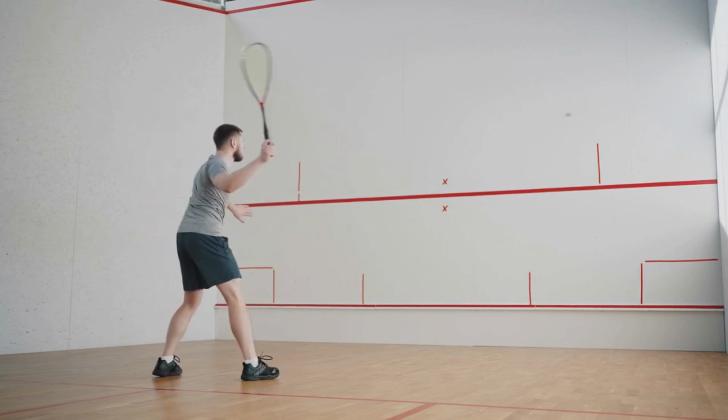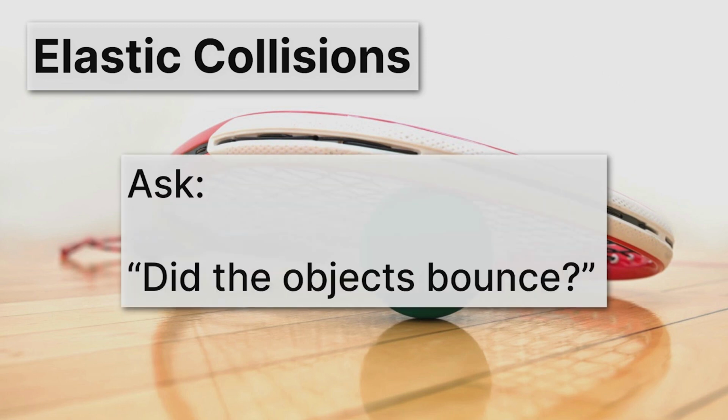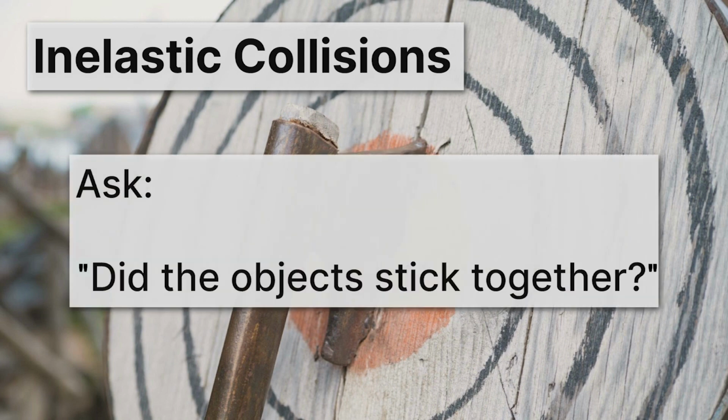Elastic collisions are like the racquetball. And here we want to ask, did the objects bounce? If they did, those are elastic collisions. Inelastic collisions are like the axe throwing. There, things stick together. So that's the question we should ask. Did the objects stick together?